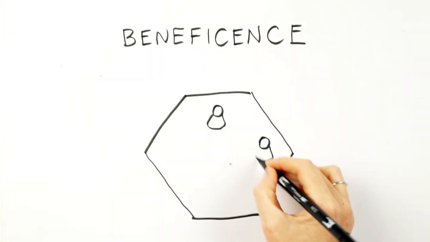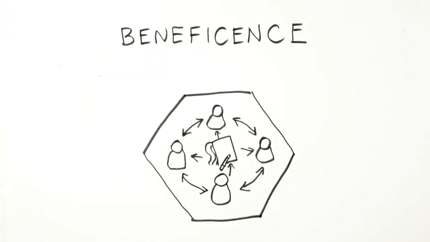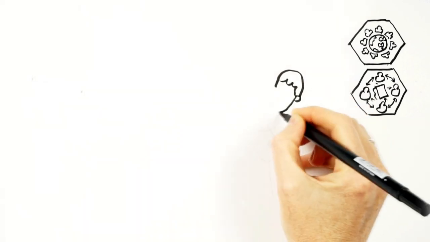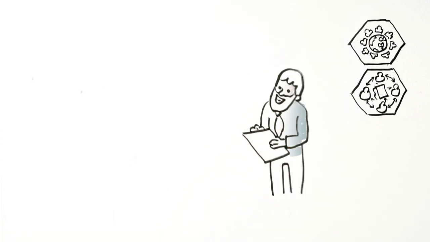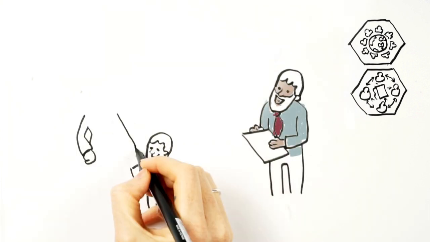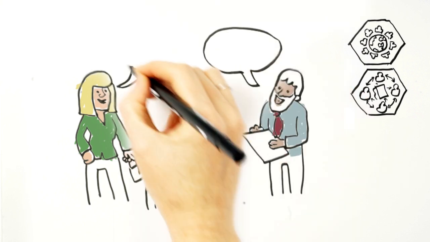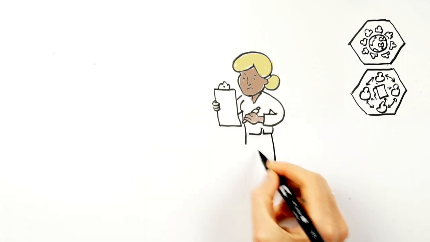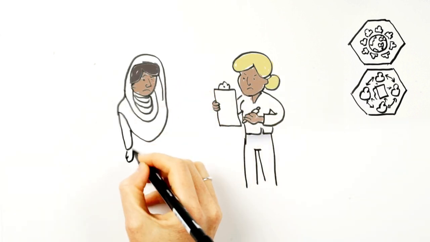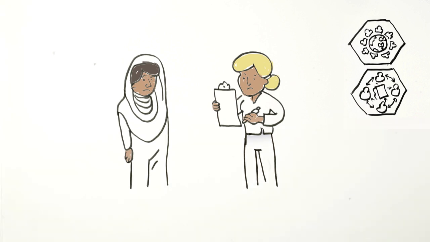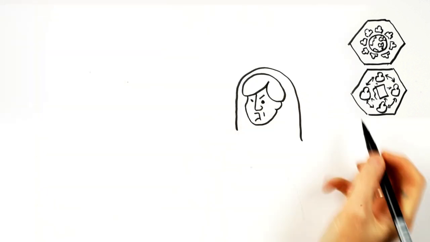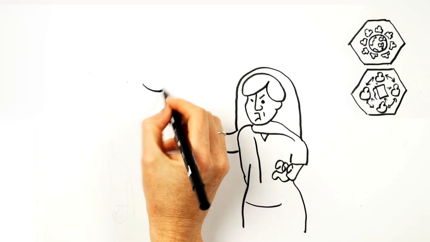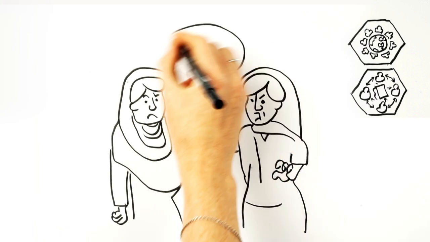Principle 2 is beneficence. Beneficence means that everyone involved in the research gets something positive out of it, not just the researcher. The other important side of beneficence is that the research must not do harm or pose significant risk to anyone, including the researcher. Any risks of harm should be identified early and managed appropriately.